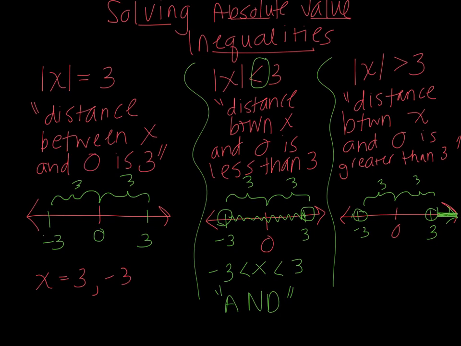And that's all these numbers over here. Every number smaller than negative 3 and bigger than 3. So numbers that are smaller than negative 3, like negative 4, that's more than 3 units away from 0, or numbers that are bigger than 3. Notice how an or compound inequality came out of our greater than 3 inequality.